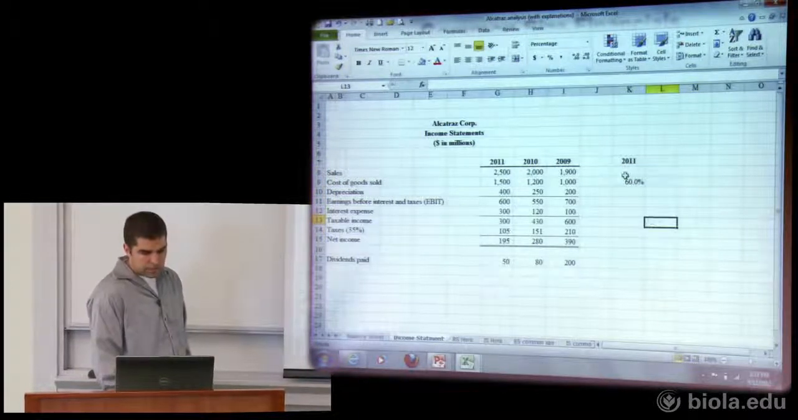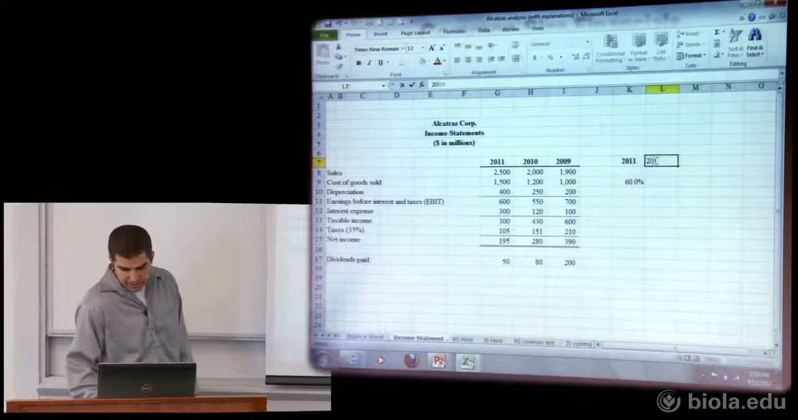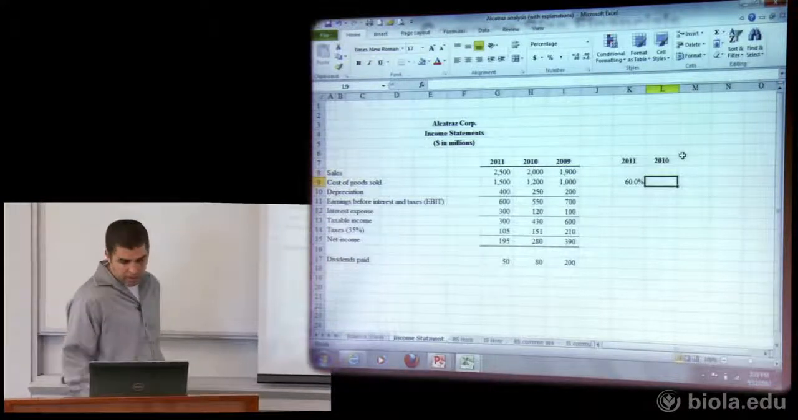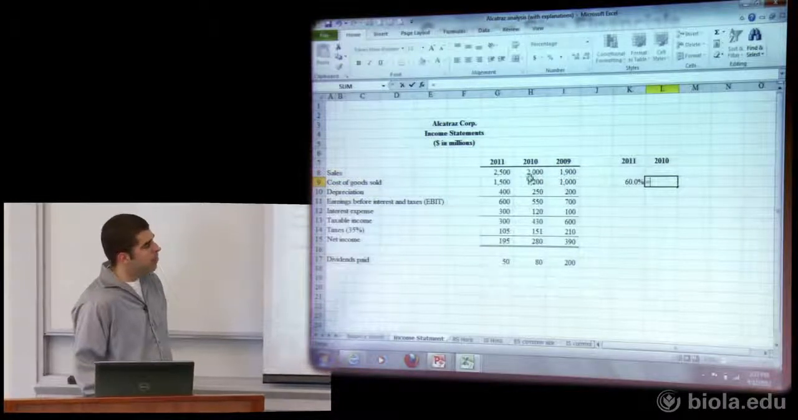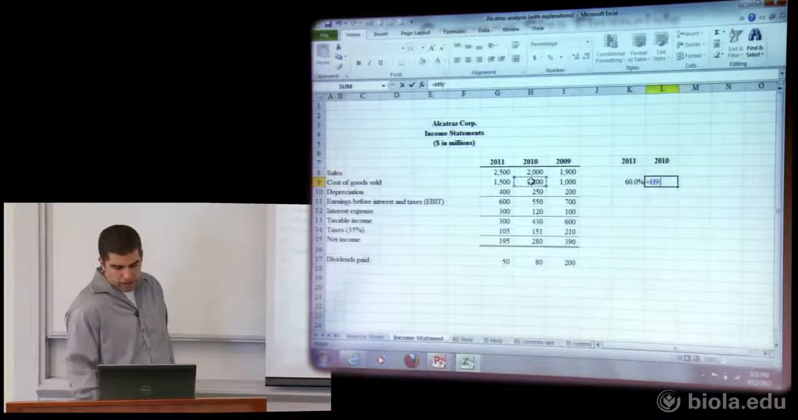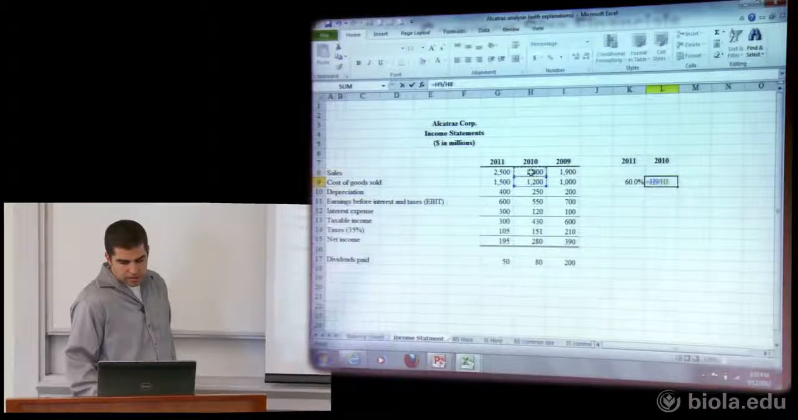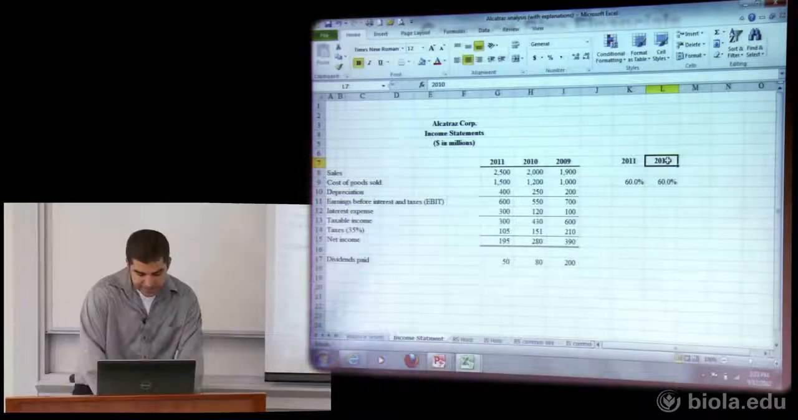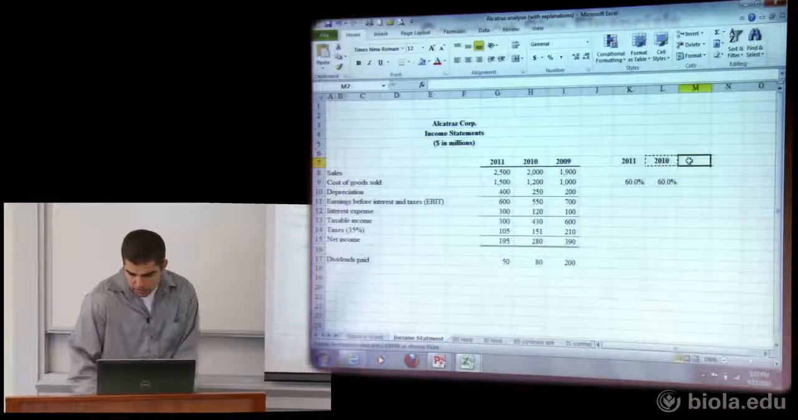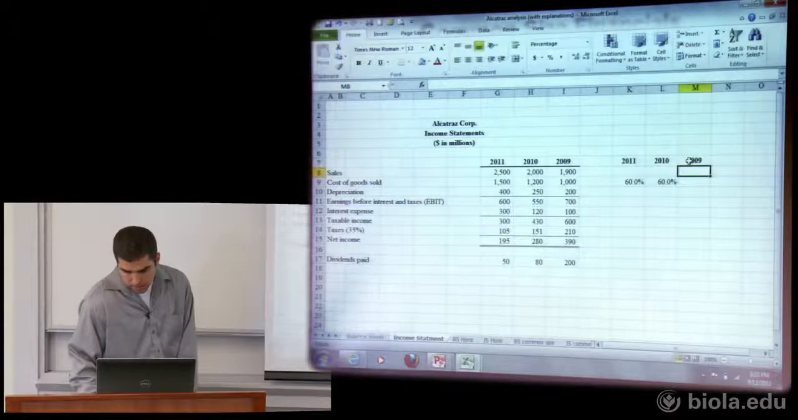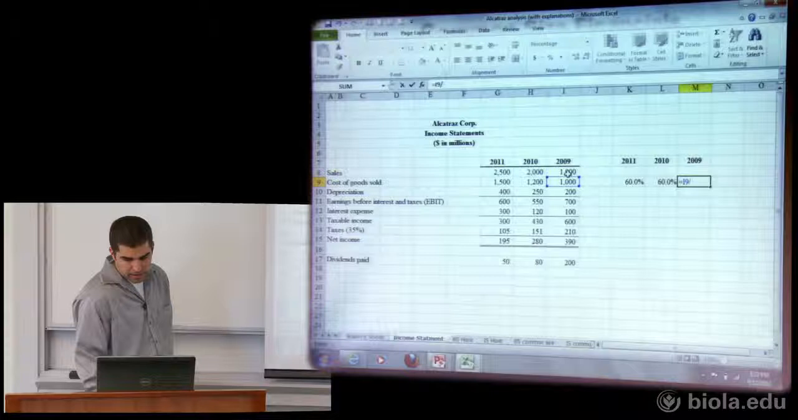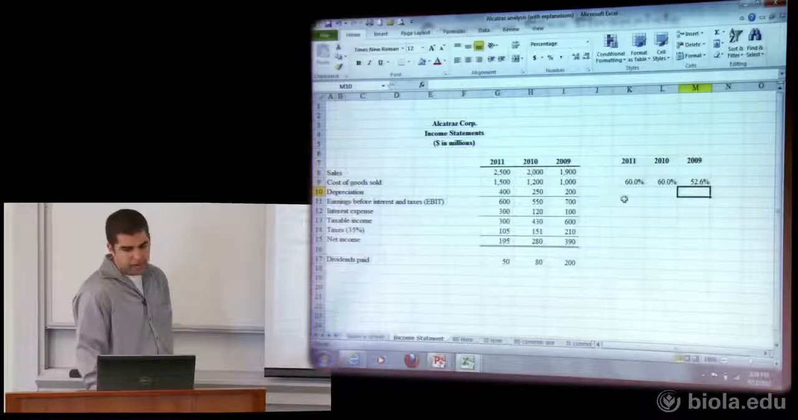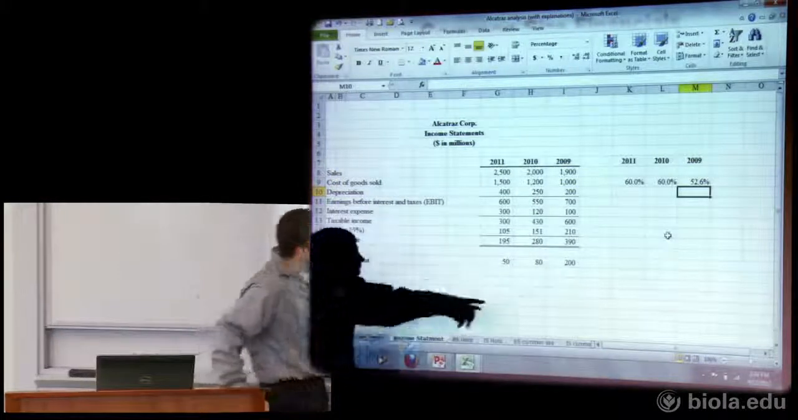Okay, simple enough. If I was going over to 2010, how would I change that up? 1,200 over at 2,000. Okay, I'm just shifting everything to the right. Now 1,200 divided by the current year sales, right there. So it turns out it's 60 as well. And for 2009, it would be 1,000 divided by 1,900. Okay, so it's going up right here.